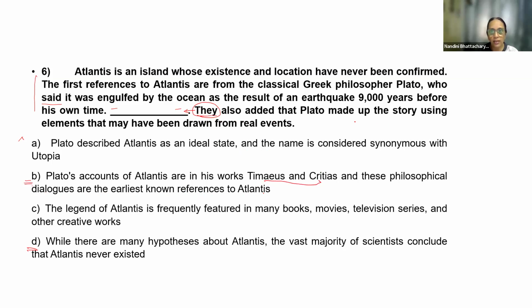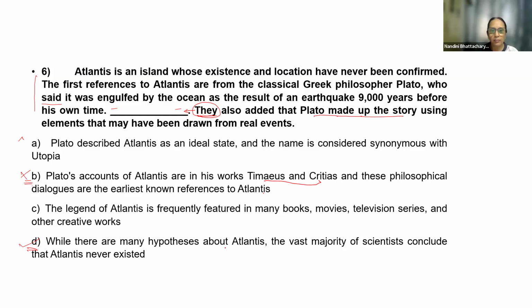Did the works say that Plato made up the story? Does it make sense? Doesn't make sense, right? So whenever you come across a pronoun, you have to be very clear about what that pronoun is referring to in the previous sentence. Here your clue was "they." So B will not be your answer. D will be the right answer.